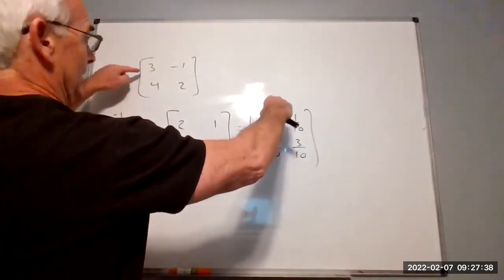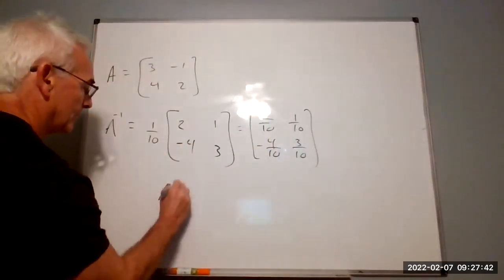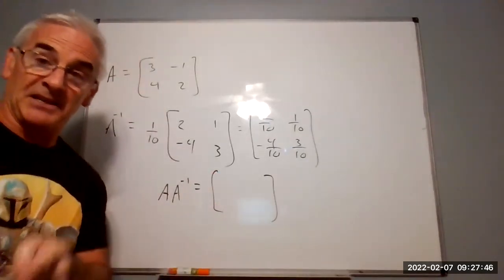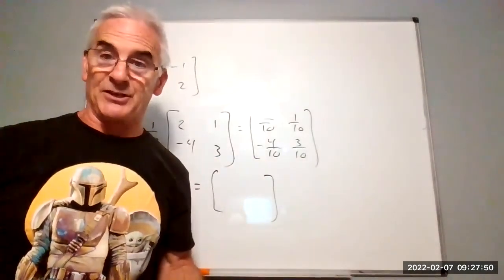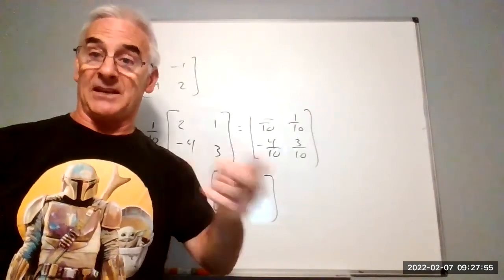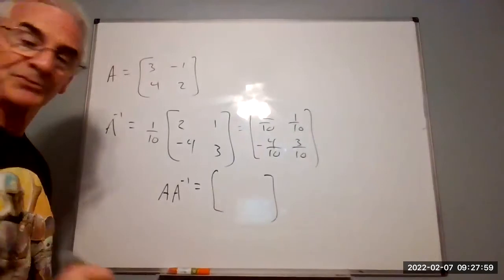Let's multiply it out. 6/10 plus 4/10. I'm going to multiply it out right now. And by the way, it doesn't matter what order you multiply because it is the inverse. The one time you can guarantee commutativity of multiplication is if it's an inverse. A times A inverse equals A inverse times A equals the identity matrix if it's the correct inverse. So you don't have to multiply in both directions.